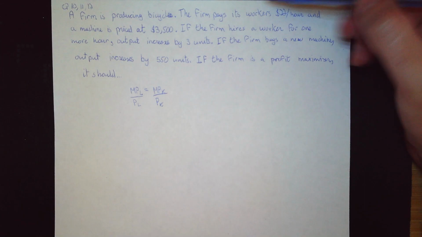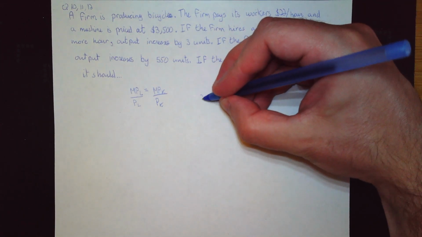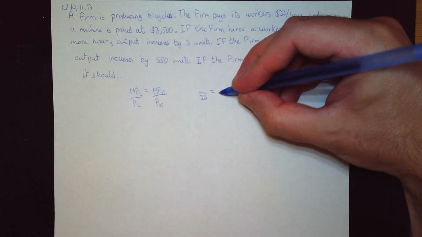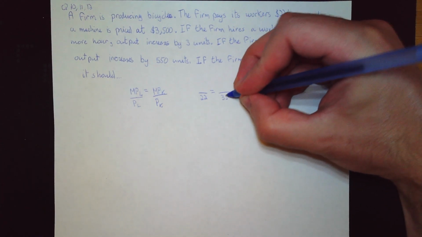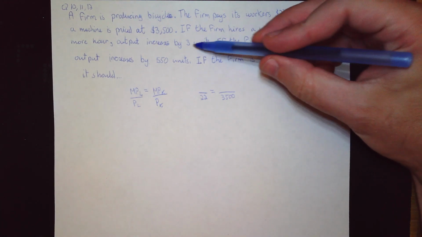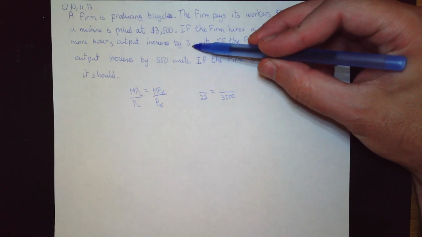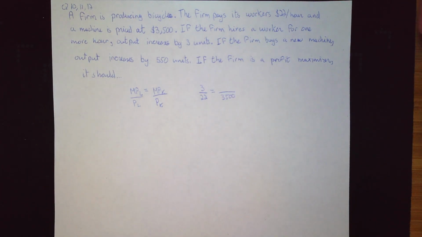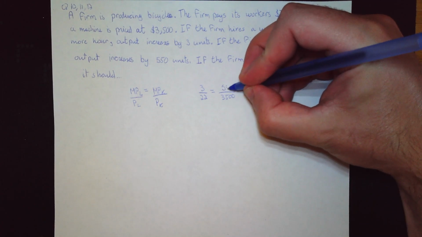Okay, so the firm pays its worker $22 an hour. That's PL. The firm pays $3,500 for one machine. That's PK. The marginal product of labor is given in the sentence here. It's 3 units. So every hour I hire a worker, we produce 3 more bicycles. And whenever we buy a new machine, the output increases by 550.